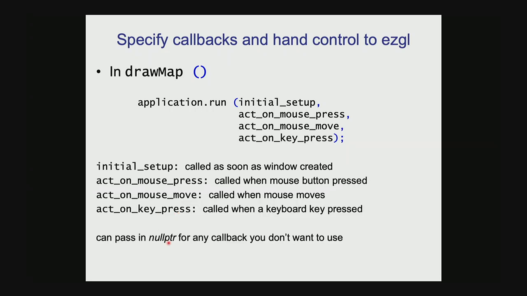Okay, so I said here that you can pass a null pointer for any callback you don't want to use in your program. Any idea why? Why can we specify a null pointer instead of a function here?